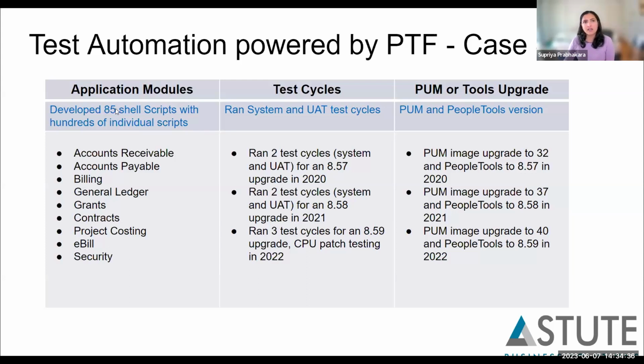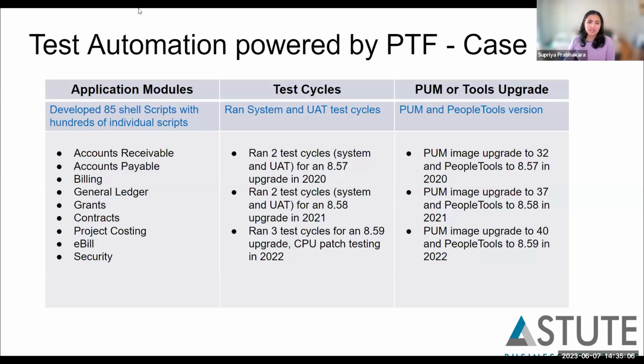So we built over 85 scripts. The way we started was with the rapid implementation first. So we got them up and running with automated testing using PTF in about 8 to 10 weeks. That included automating around 10 end-to-end business processes with hundreds of individual PTF test scripts. And then over time, as a part of our managed services, we have now built over 85 shell scripts.